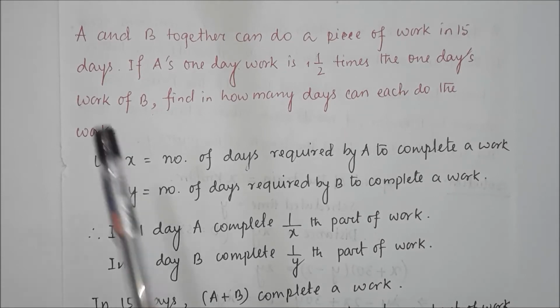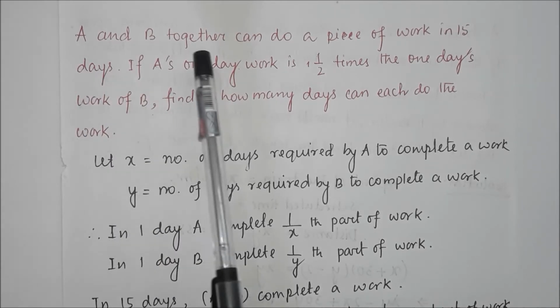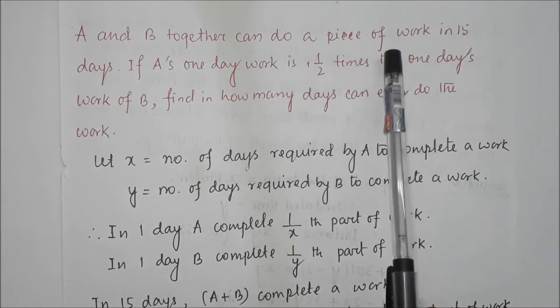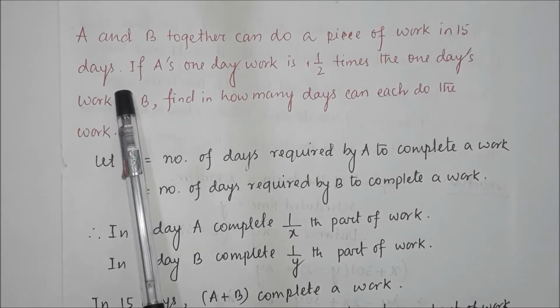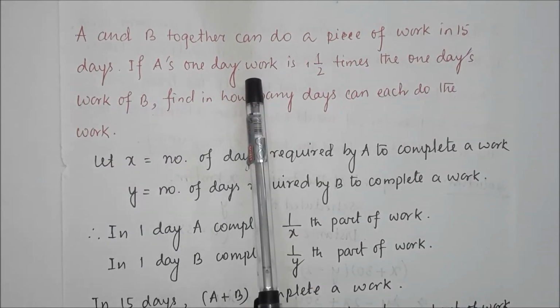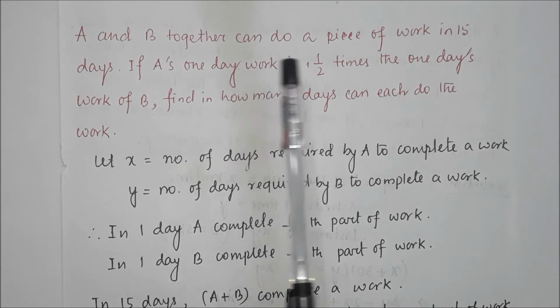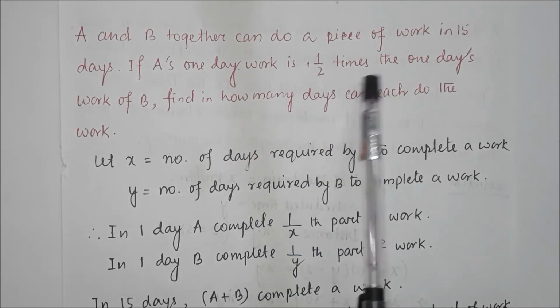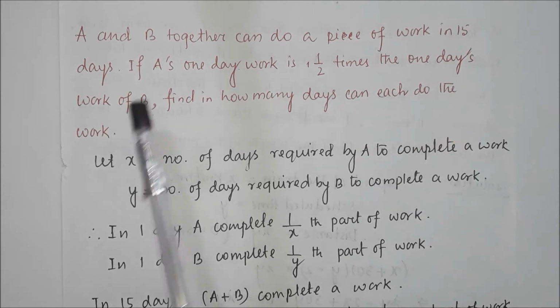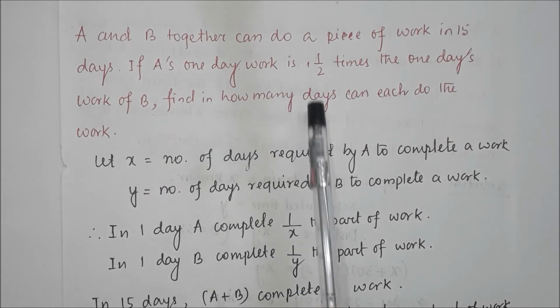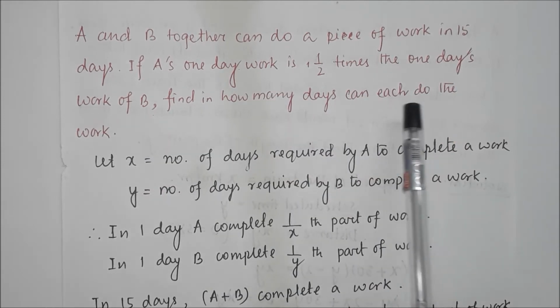So our first problem is, if A and B together can do a piece of work in 15 days, and A's 1 day work is 1.5 times the 1 day's work of B, find in how many days can each do the work.